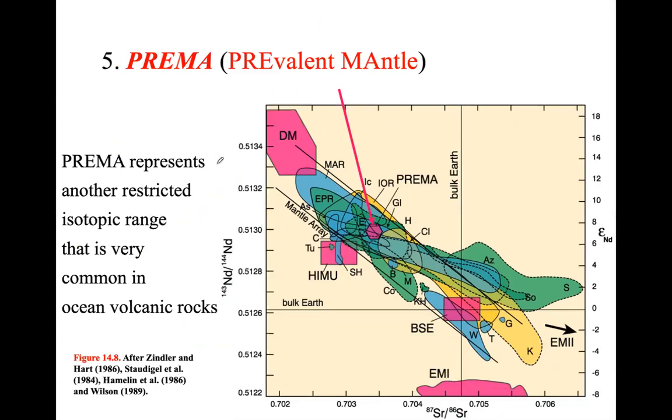And then what we call the prevalent mantle, PREMA, it's kind of a restricted portion. It's the average composition of the mantle, because you see depleted mantle is here, enriched mantle is here, so an average is given somewhere here, and that is what you call the prevalent mantle.